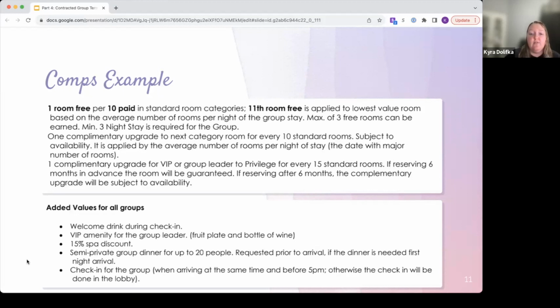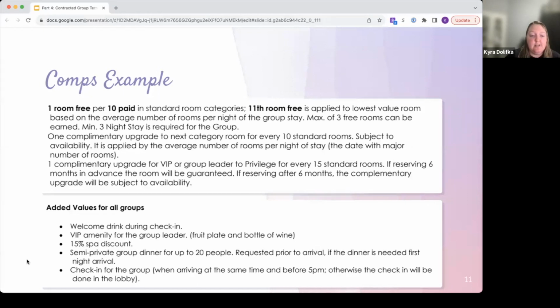Now, also one complimentary upgrade for VIP or group leader to Privilege. This is their club level for every 15 standard rooms. So they do have this complimentary upgrade to club level for the group leaders, depending on how many rooms are booked. So those are just some of the room comps that you may see. What about this added value for all groups?